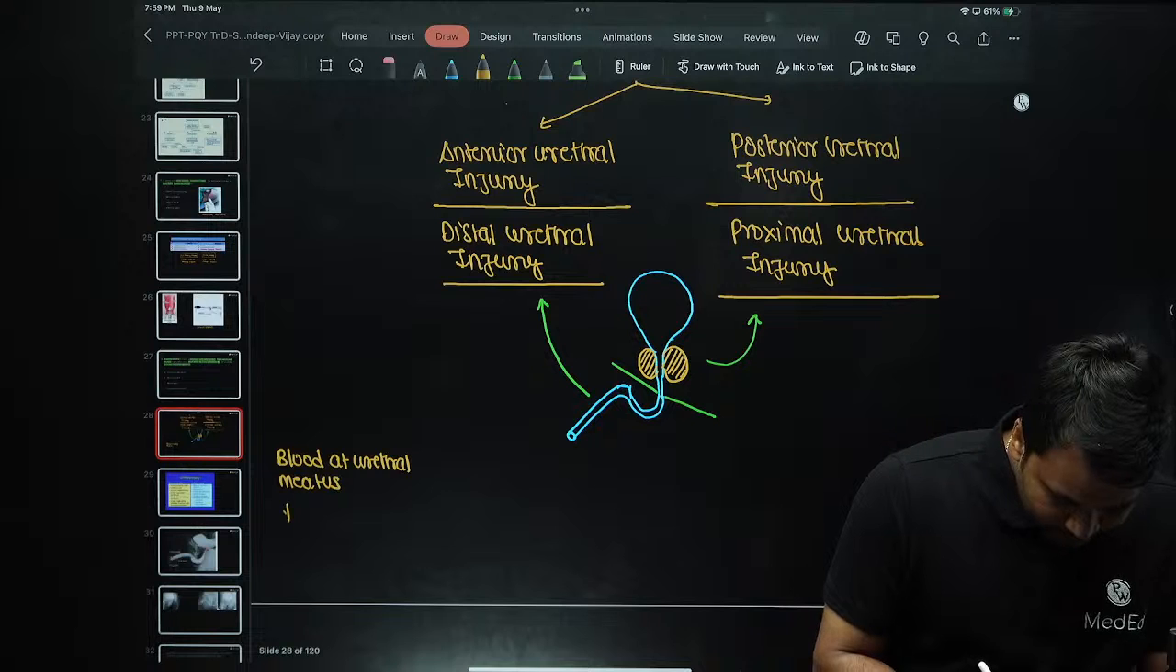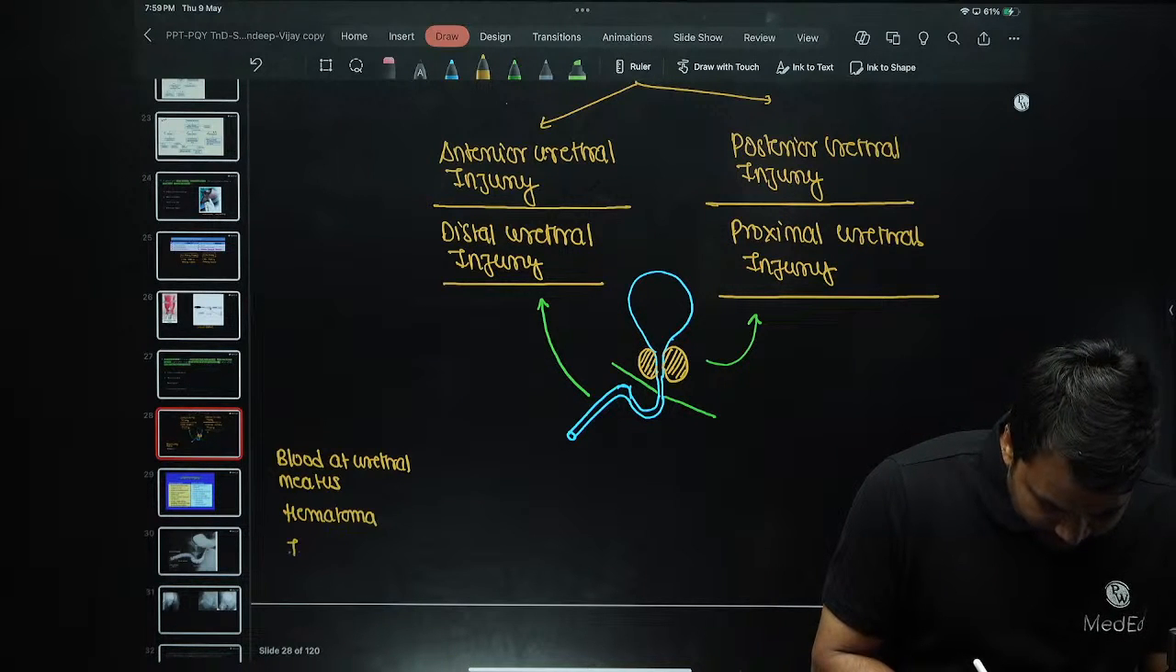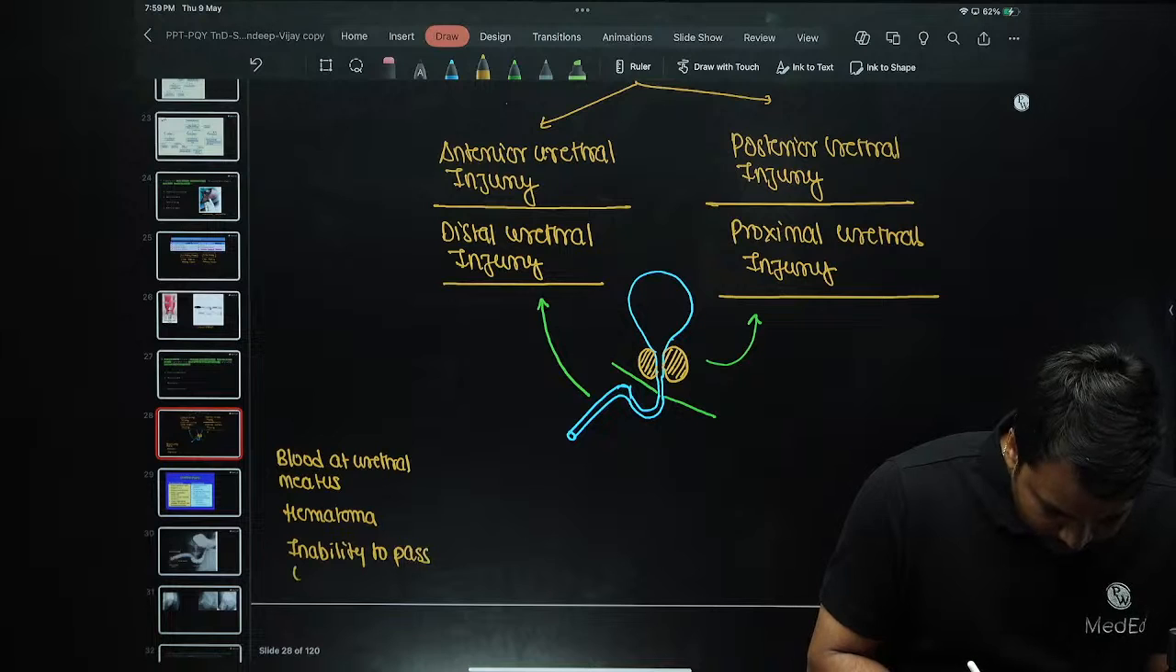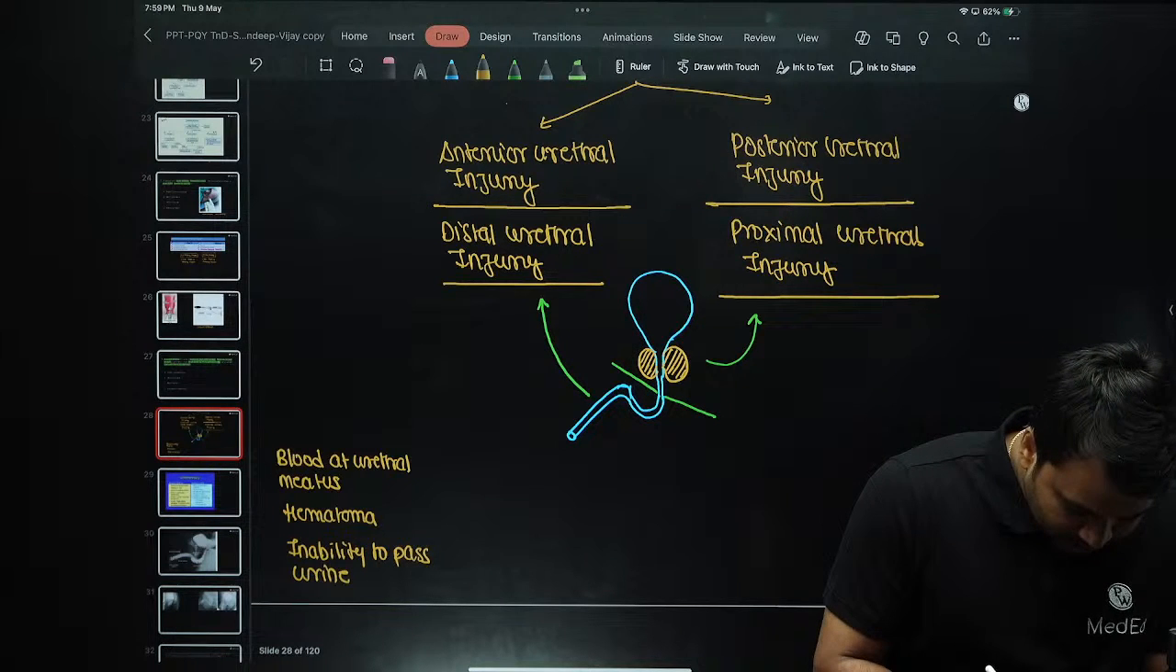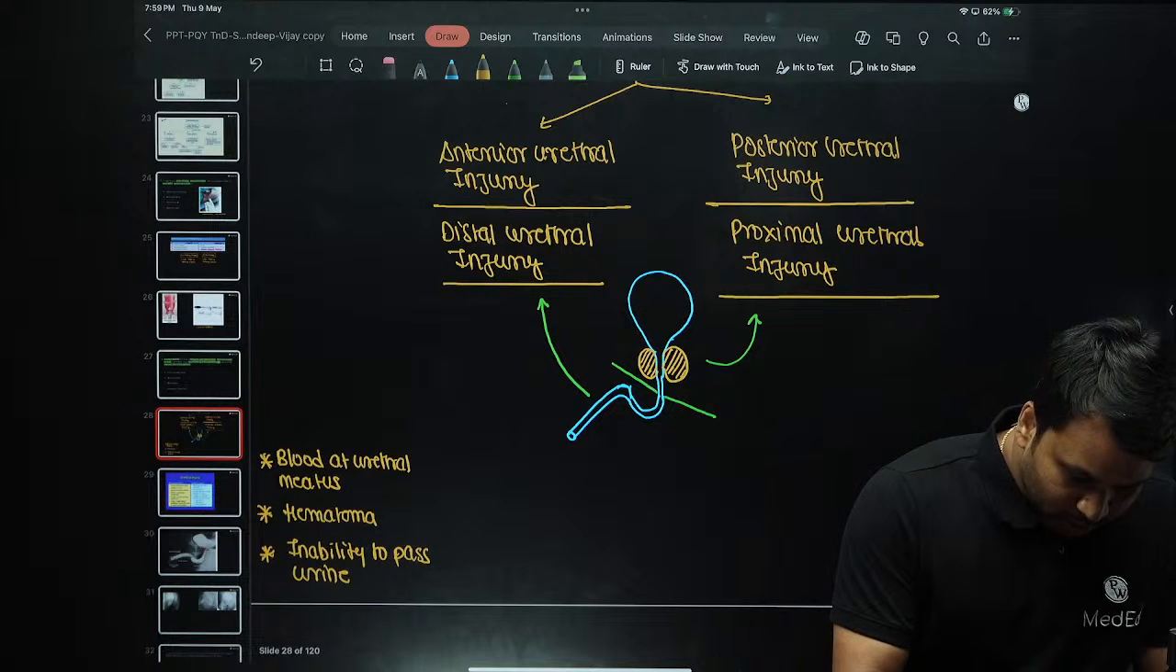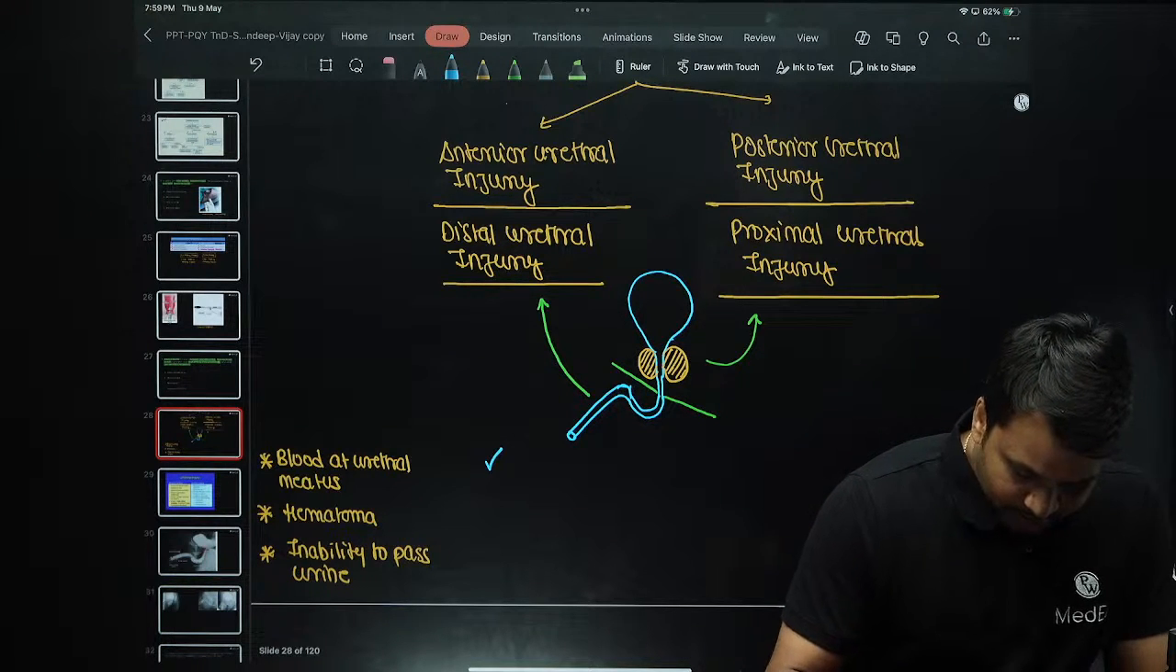There will be presence of hematoma, and there will be inability to pass urine. So, these are the three cardinal symptoms that a patient will present to you. Now, you will notice the blood at the urethral meatus will be seen in both the conditions.